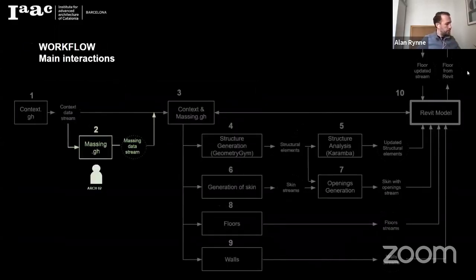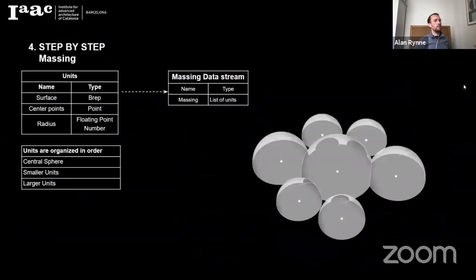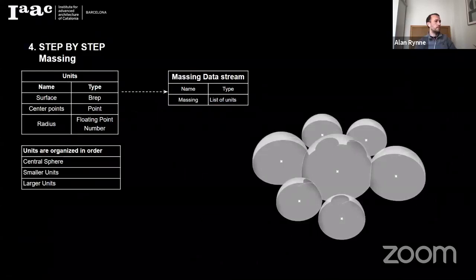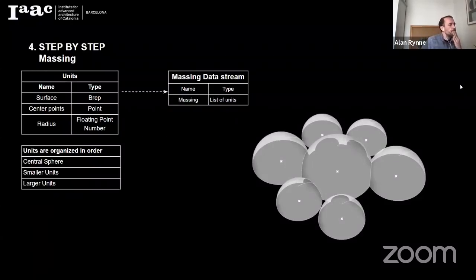The next step was dealing with the massing in Rhino. The massing would be grouped as a list of units, and each unit is composed of a center point, a surface or BREP, and an assigned radius of the dome. And the units are organized according to size. So first we have the central sphere, then we have a list of smaller units and the larger units.